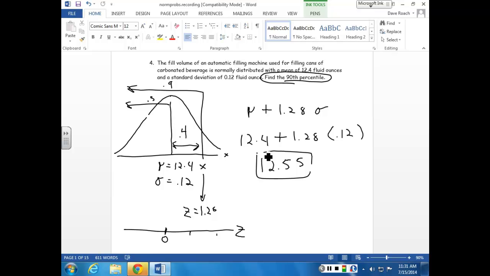That means that given these parameters, a mean of 12.4 and a standard deviation of 0.12, 90% of the cans would have 12.55 or less. The can really can hold like 13 ounces or something.